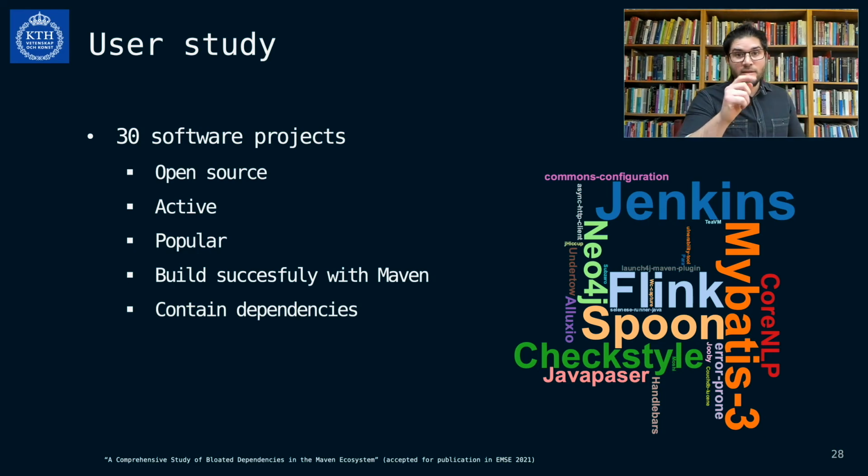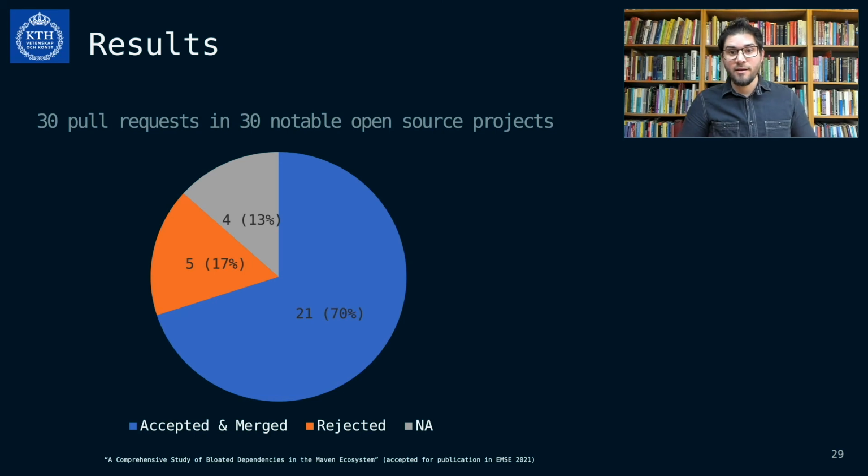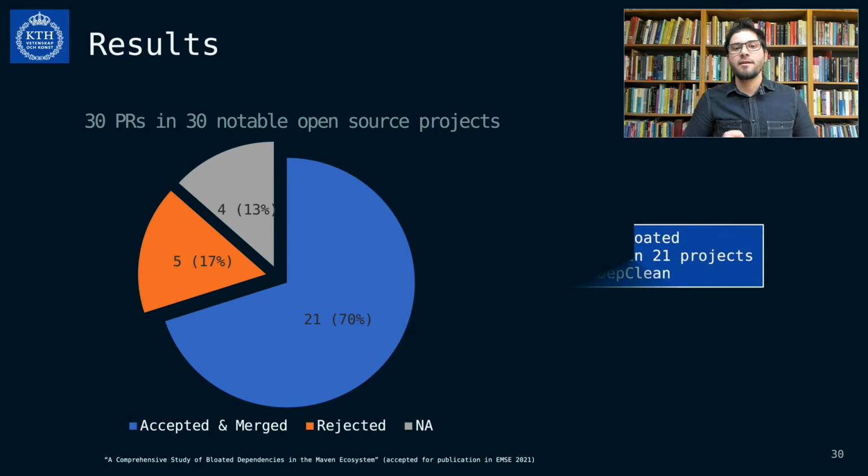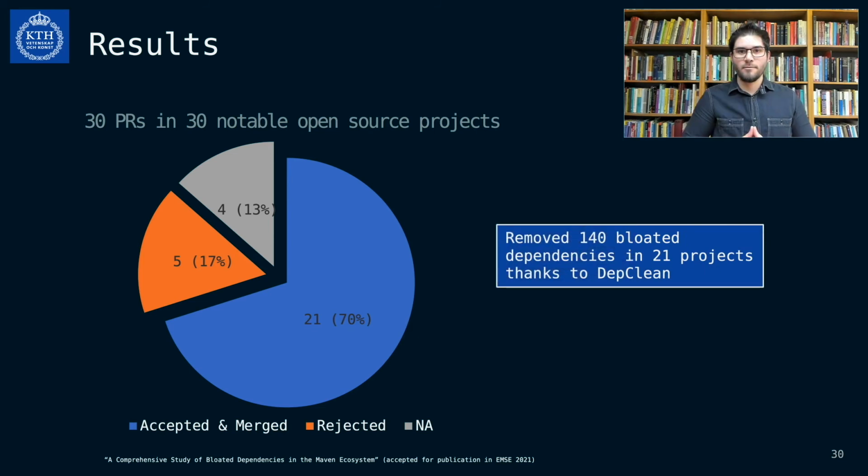So we used DepClean to analyze these 30 projects, and we made 30 pull requests proposing the removal of bloated dependencies. This pie chart shows the results obtained. As we can see, 21 pull requests were accepted by developers and merged into the projects. 5 pull requests were rejected, and 4 of them received no answer. In total, 140 dependencies were removed from the dependency tree of 21 projects.